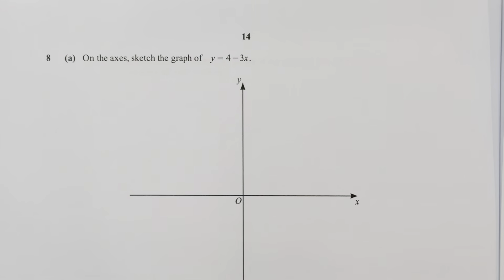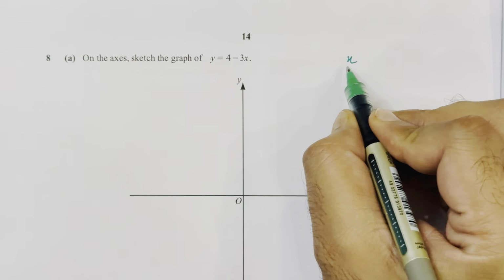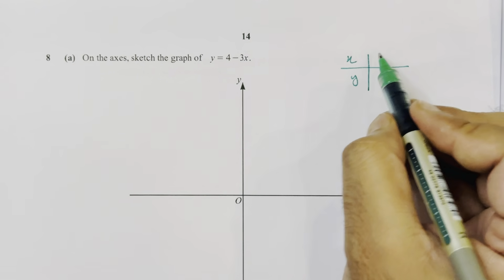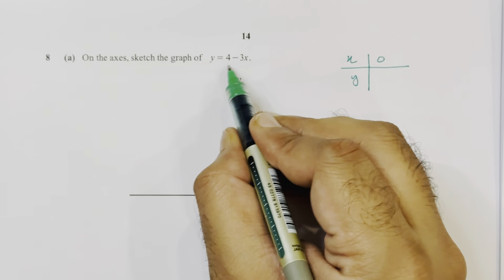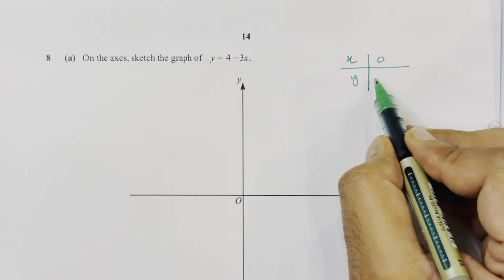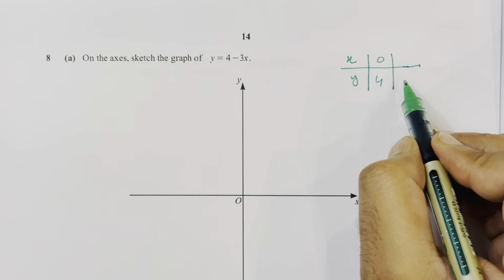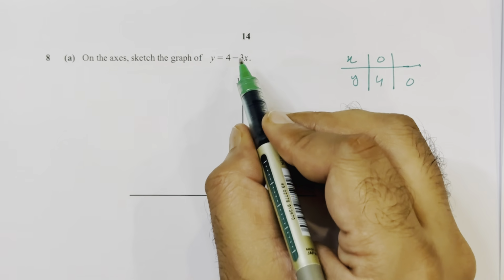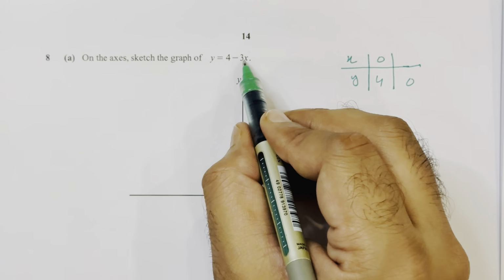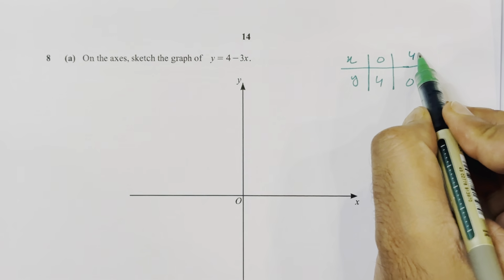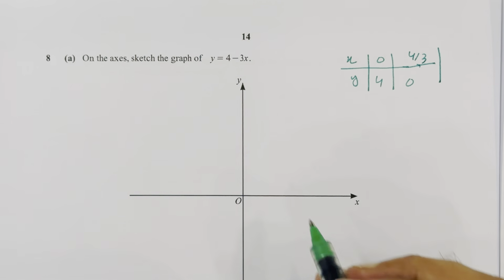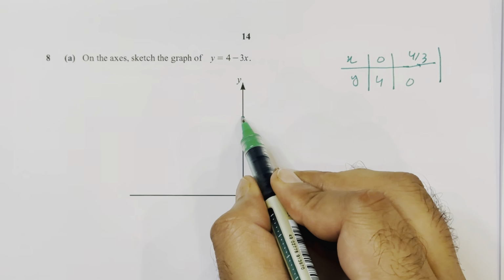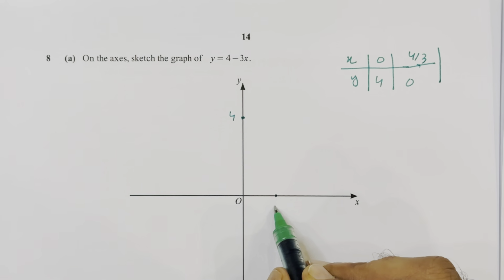Moving to question number 8. Question number 8 is that on the axis sketch the graph y is equal to 4 minus 3x. So we have to make a small table for it, x and y. When the value of x is 0, and you put the value over here, 4 minus 0, it would be 4. And when the value of y is 0, then 4 would be here and 3 would divide here. So 4/3 would be the value of x. It would be 4 over here and 4/3 over here.